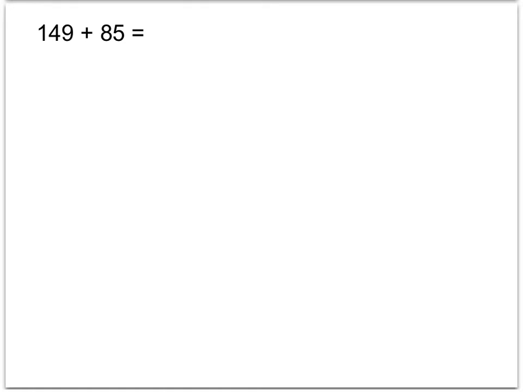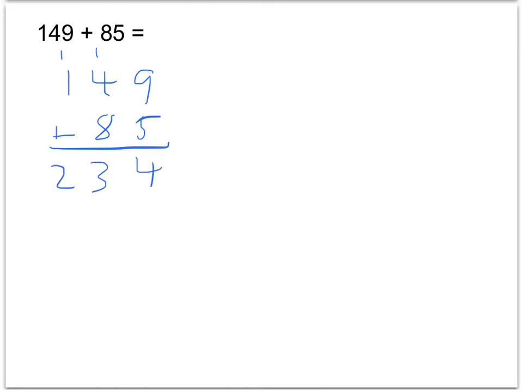So let's illustrate this with another example. 149 plus 85, which is an example we did earlier, but let's just redo it to refresh our memory. 149 plus 85, and so 9 plus 5 is 14, so we write 4. We carry the 1. 1 plus 4 is 5, plus 8 is 13. We carry the 1 again, and we get 2.